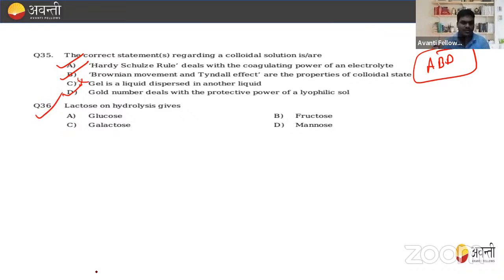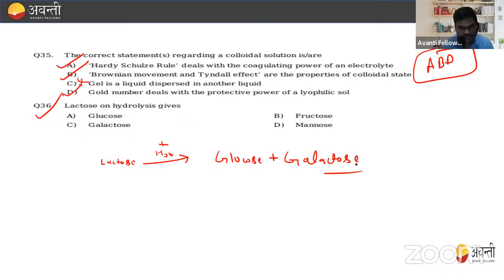Now, lactose on hydrolysis. We all know that whenever lactose undergoes hydrolysis, it will give glucose plus galactose. Right. So lactose on hydrolysis gives glucose and galactose. So both A and C are the correct answers. Okay.